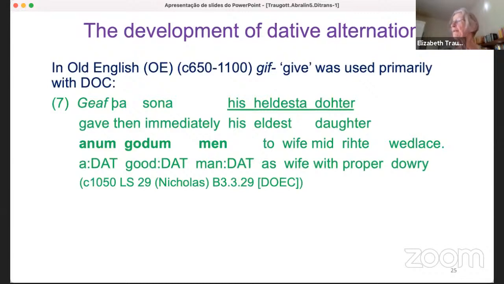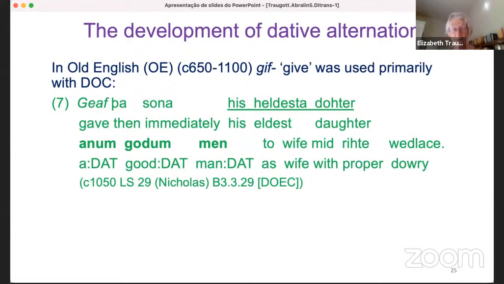Now, let's think about give. I said this does exist as a dative transitive in earlier Germanic. In Old English, it's usually in the double object construction. So he gave then his eldest daughter. That is the theme. It's very animate, clearly, but it is the theme, and it is accusative. To a good man. And we've got lots of inflections here: the um is dative, godem is dative, man is dative, all inflectionally dative. To wife, as a wife with proper dowry.